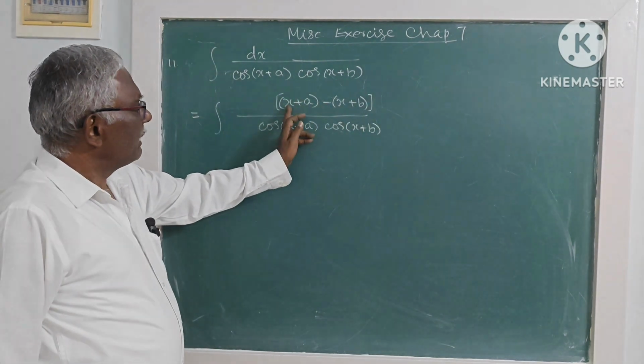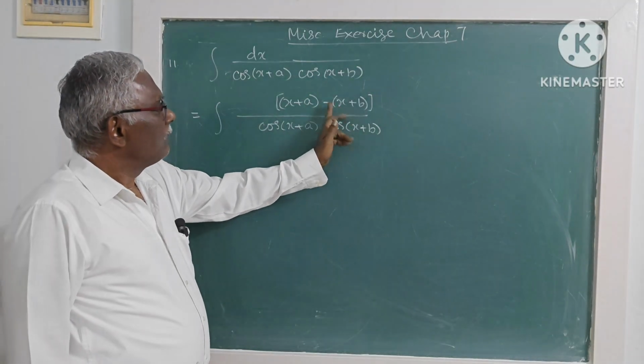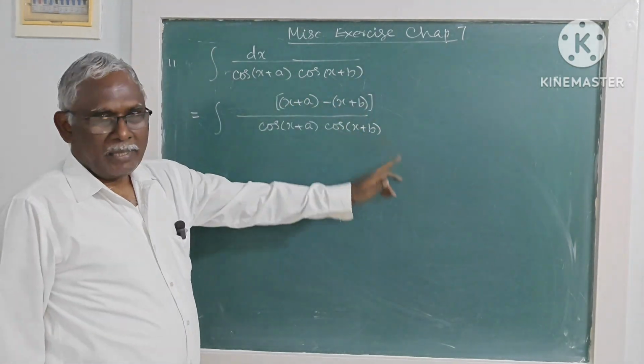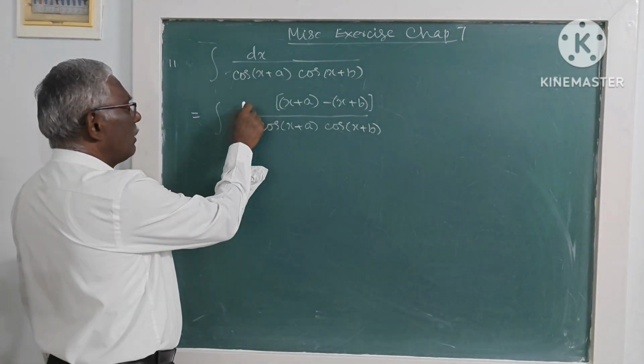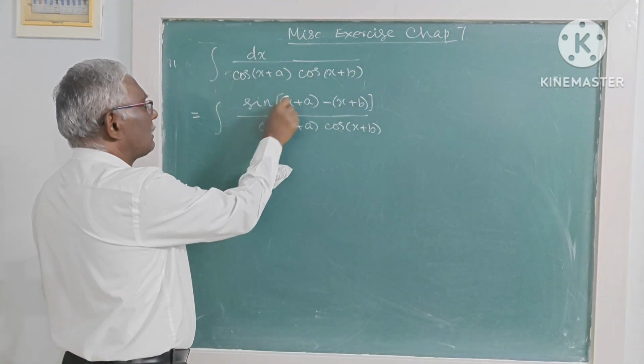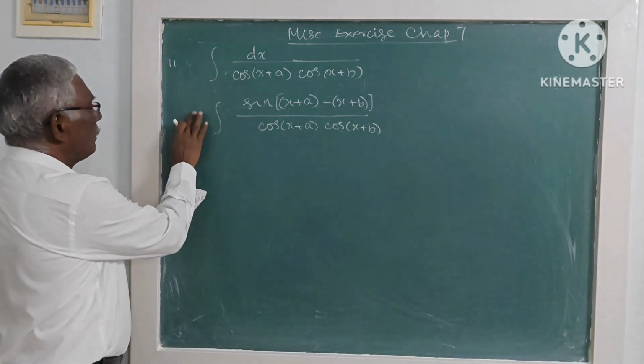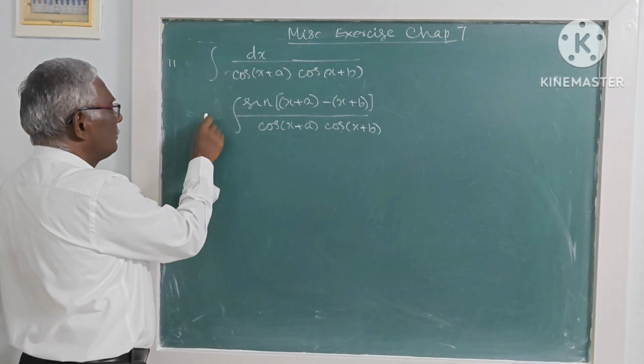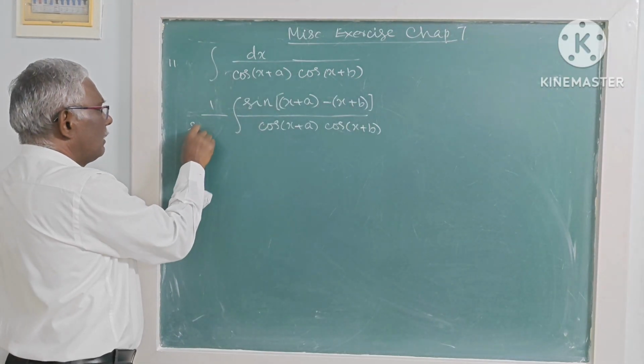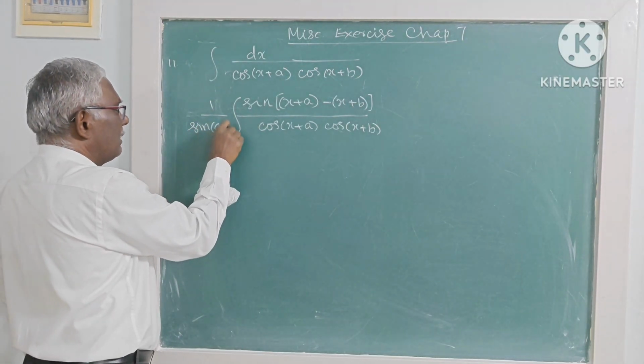What is this value now? x plus a minus x minus b. So it becomes a minus b. So we will operate sine on it, sine of a minus b. So we will divide here 1 by sine of a minus b.